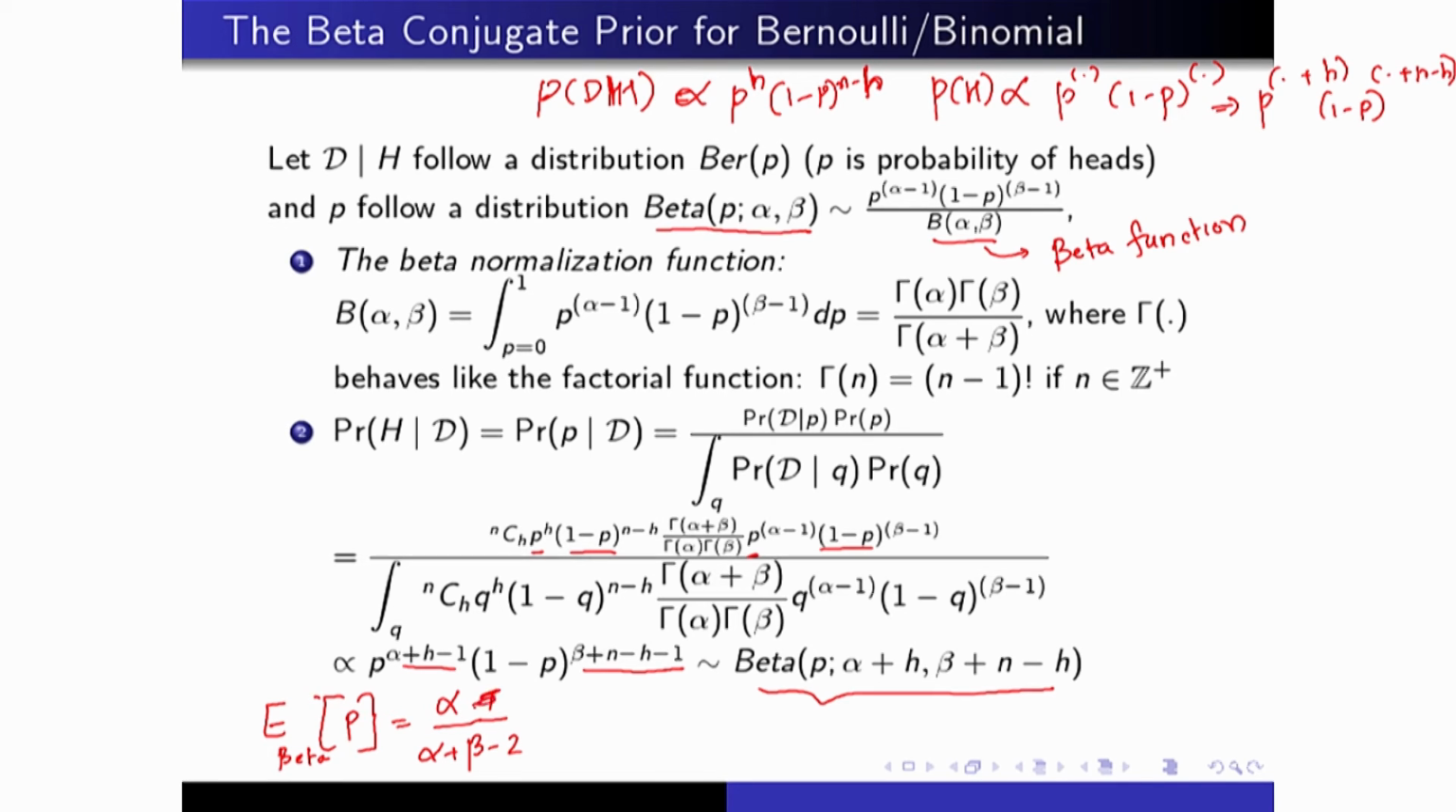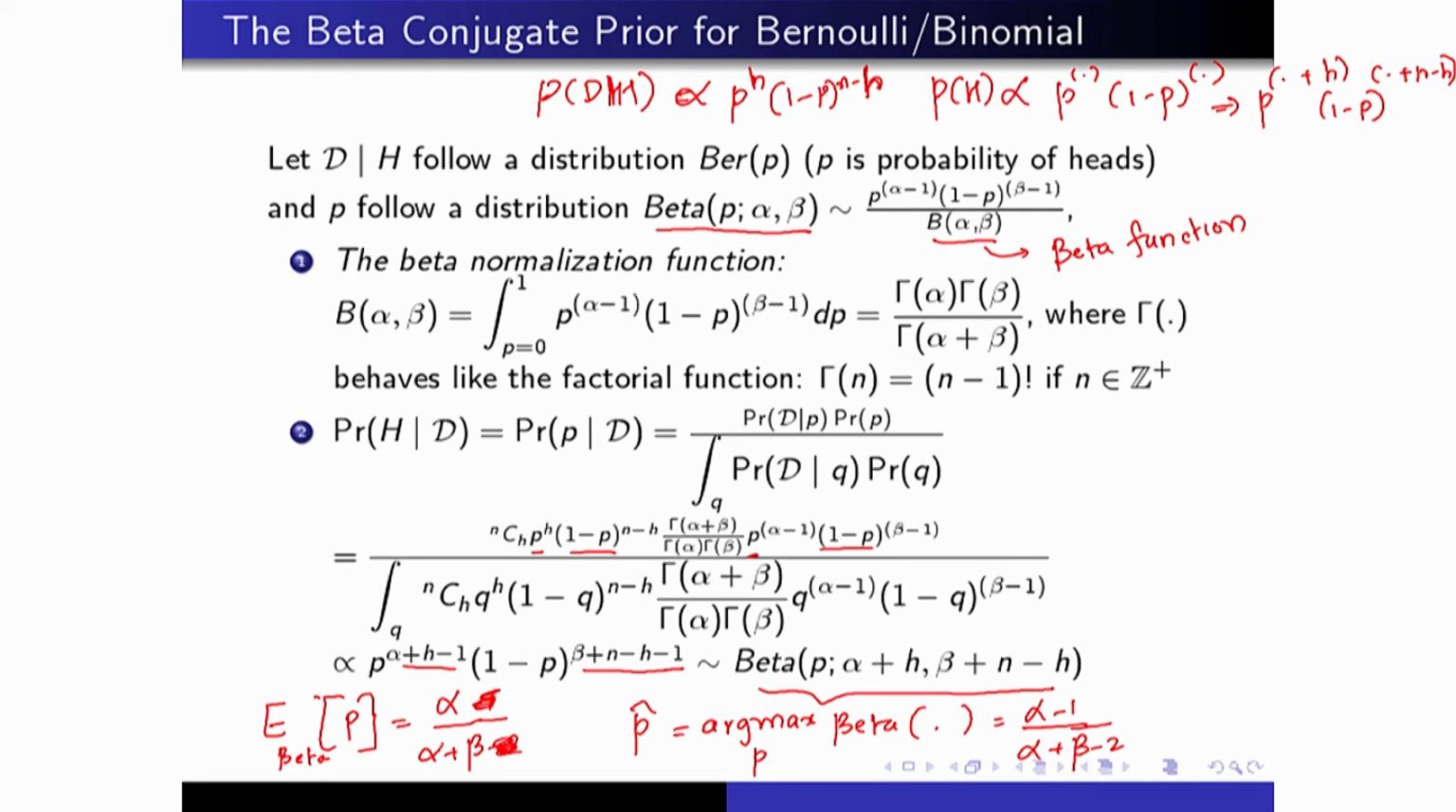I'm sorry, the minus 1 and minus 2 aren't there. The mode of the distribution, or the p hat that maximizes the beta distribution, happens to be alpha minus 1 divided by alpha plus beta minus 2.